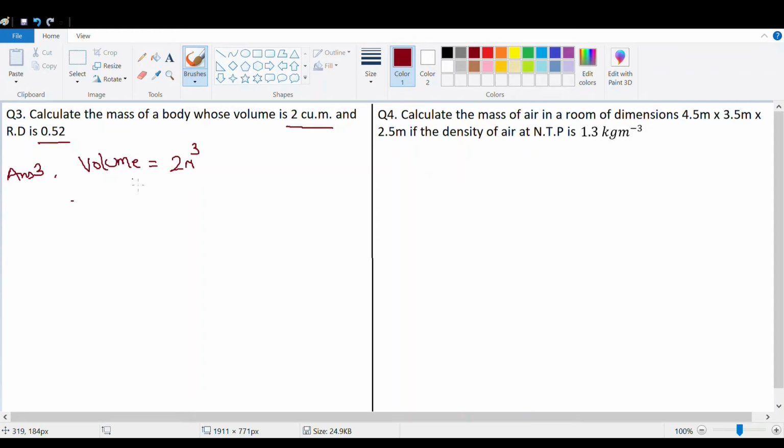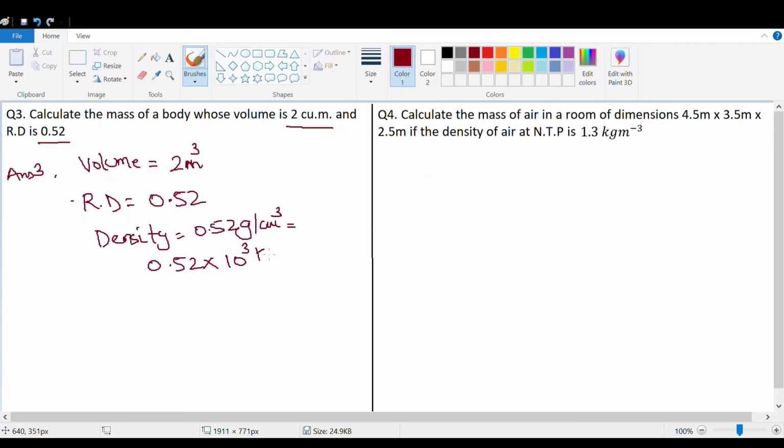So volume is 2 meter cube and relative density is equal to 0.52, which means if I want to convert this into density, this would be 0.52 gram per centimeter cube. But since the volume is given in meter cube, let me convert this into meter cube. So this will be 0.52 multiplied with 10 to the power 3 kilogram per meter cube, which is 2 zeros gone, one more. So this is 520 kg per meter cube.